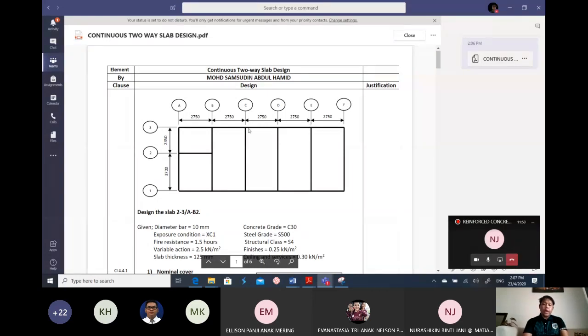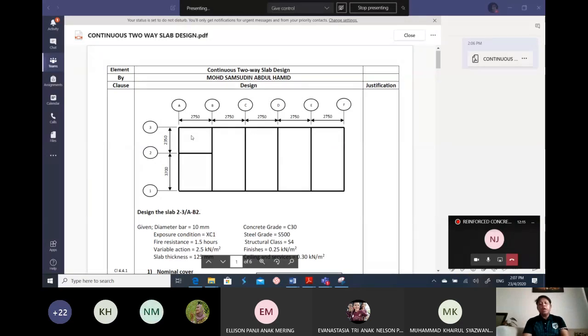For this slab we will consider a continuous one-way slab, and for this slab we will design a two-way continuous slab. When you know the structure layout plan is actually a two-way slab, then you have to identify which case belongs to that slab. I already told you previously we have 9 cases for continuous two-way slab, so you have to choose the correct one.